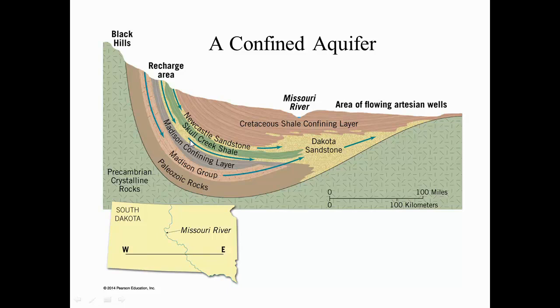Now from there, the groundwater flows eastward into the Dakota sandstone, and from there, wells that penetrate the Dakota sandstone towards the east will then end up flowing water without pumping all the way to the surface. And as a result, this is the area of the flowing artesian wells in this area. Again, the pressure surface is defined to the west at the base of the Black Hills by the height of the water table within the area of recharge.